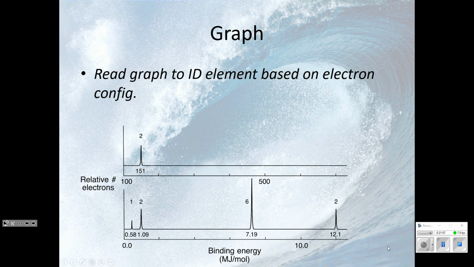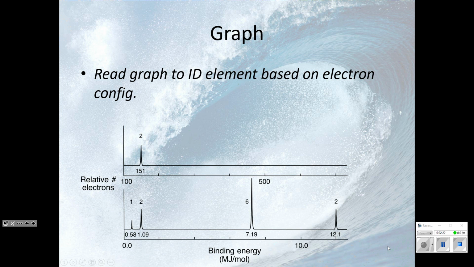Our goal today, and unfortunately WebAssign does not have PES graphs on it at all, so your WebAssign is going to be more on electron configuration. But that's where the AP Classroom stuff does have this. Our goal today is to look at something like this and be able to identify what element it is based on its electron configuration. And what I mean by that is, let's look at the x-axis.